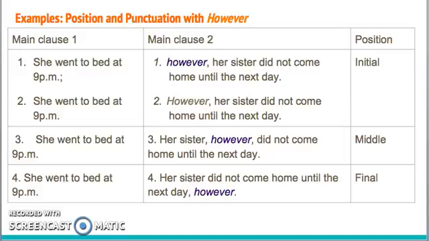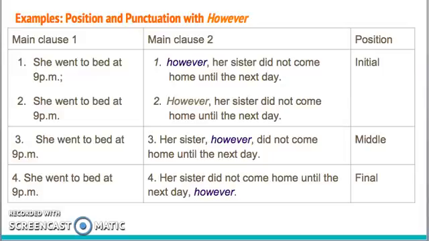The punctuation of the transition words and phrases differs according to their position. When they occur at the beginning of the main clause, they may be preceded by either a period or a semicolon, as shown in the first 2 sentences. She went to bed at 9 p.m.; however, her sister did not come home until the next day. Or, she went to bed at 9 p.m. However, notice it's capitalized, comma, her sister did not come home until the next day.